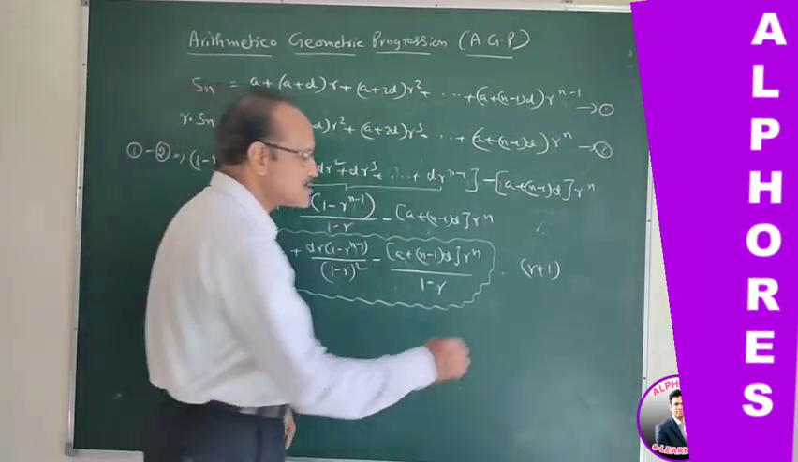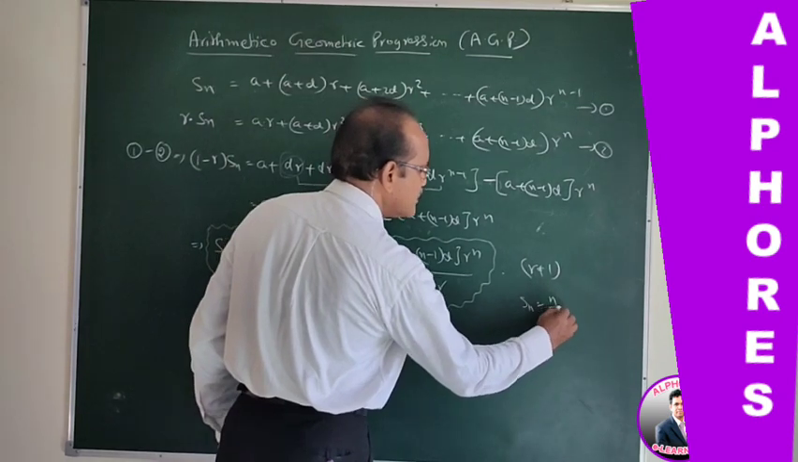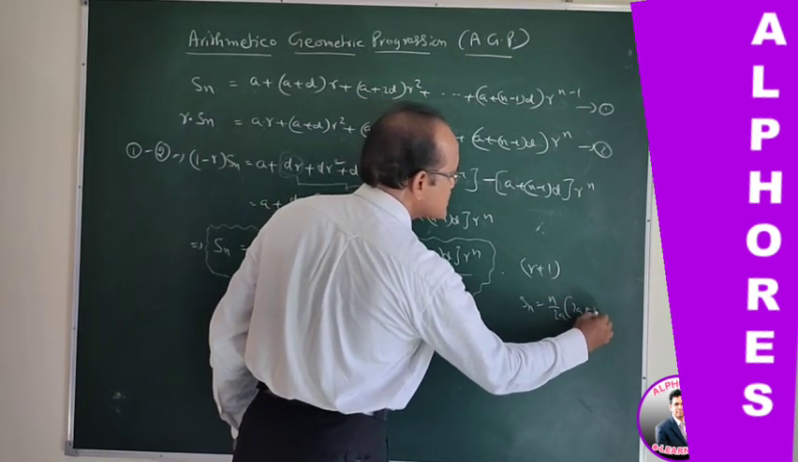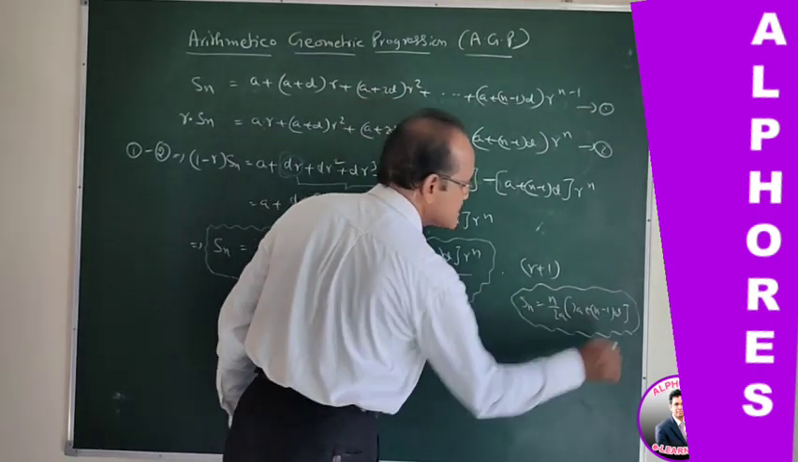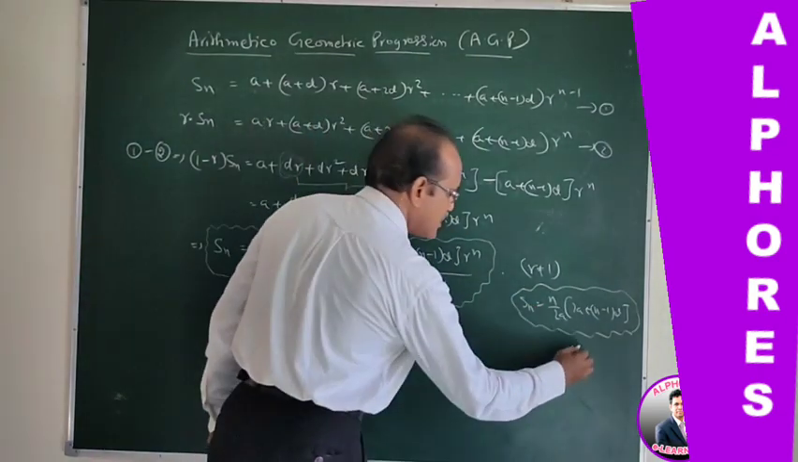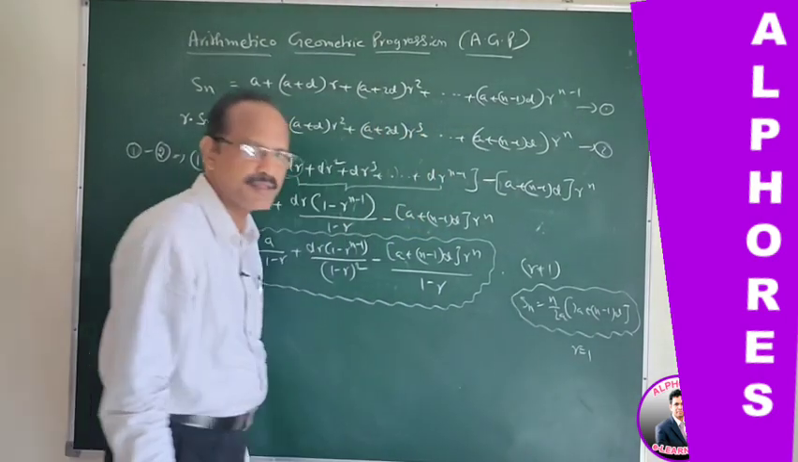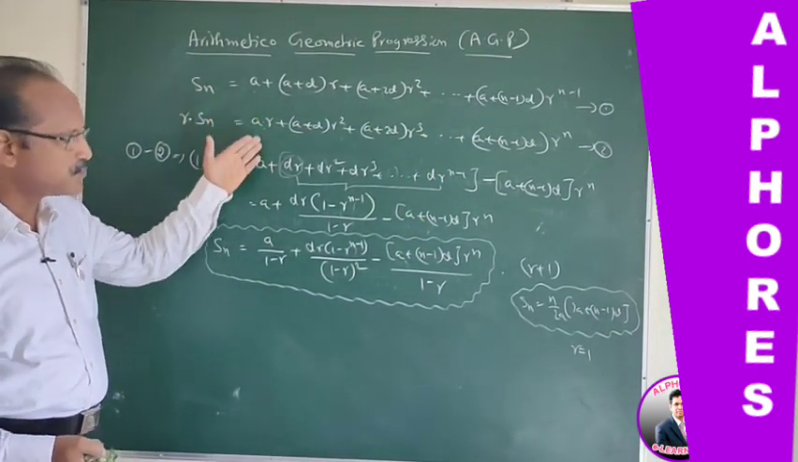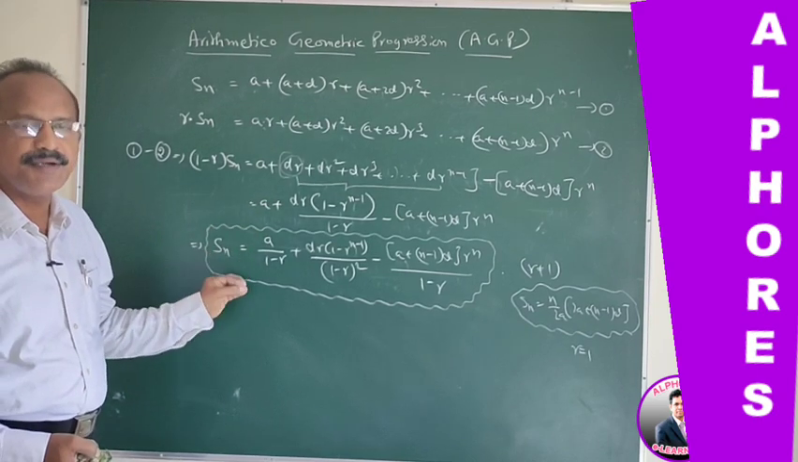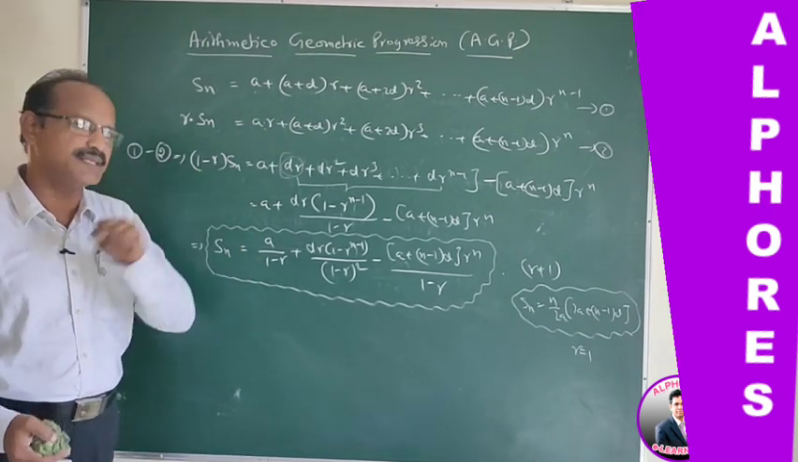In that case, sum to n terms is nothing but n by 2 into 2A plus n minus 1 into D, which is the formula for sum to n terms of AP series. It becomes AP if R is equal to 1 case. R equal to 1 case. So this is the procedure to find the sum to n terms of an AGP series.